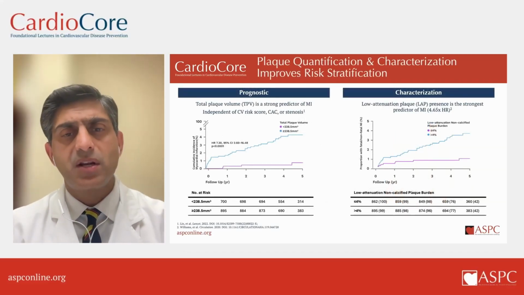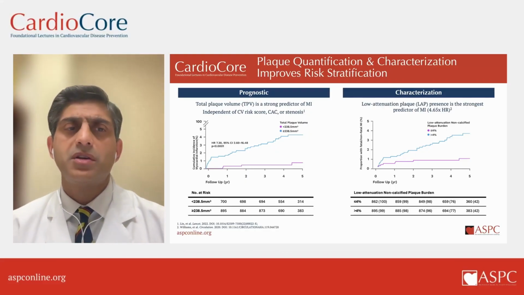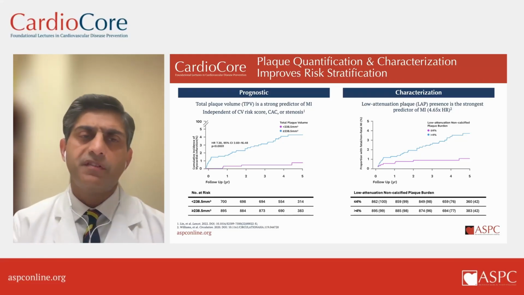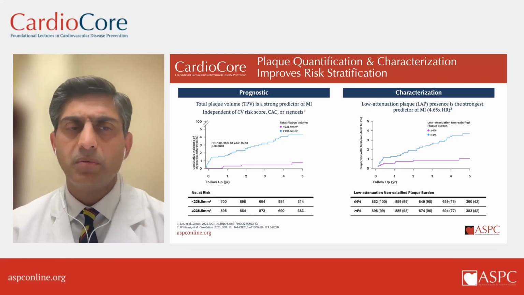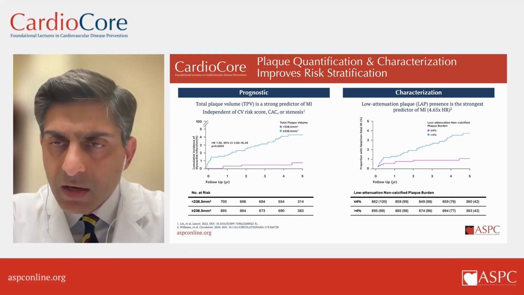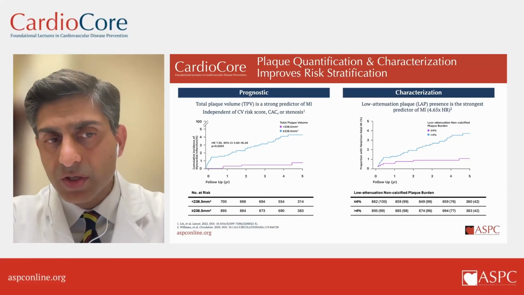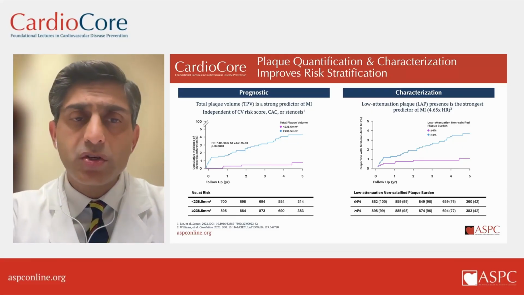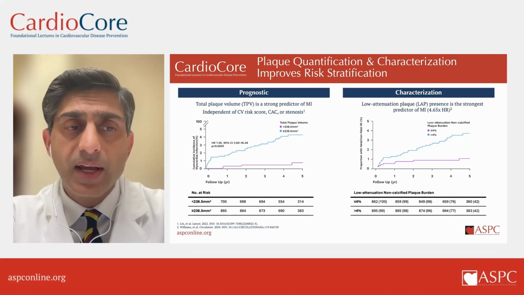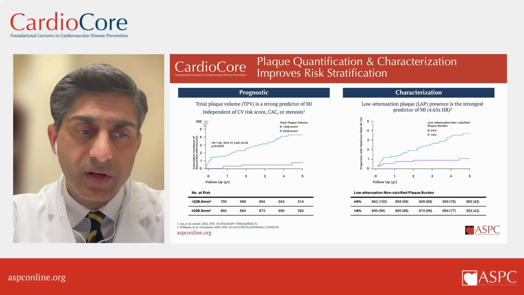This, I think, is a slide that really did open my eyes. And what I mean by that is this trial looked really at total plaque volume, and it talked about the fact that total plaque volume is a strong predictor of myocardial infarction, independent of the cardiovascular risk score, CAC, or even stenosis. Now, they did find that patients who had a total plaque volume greater than 238 millimeters cubed essentially had a seven-fold increased risk of a myocardial infarction.